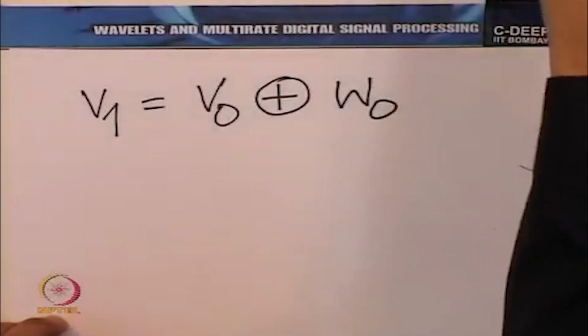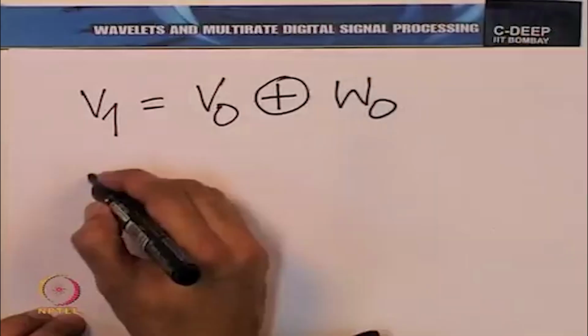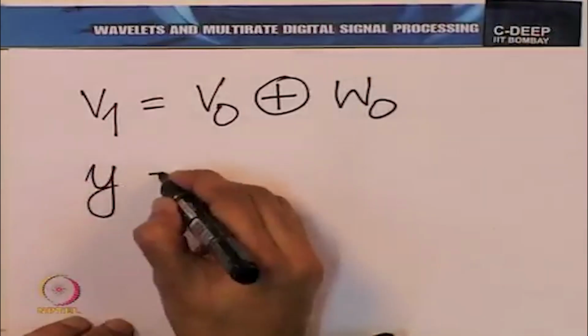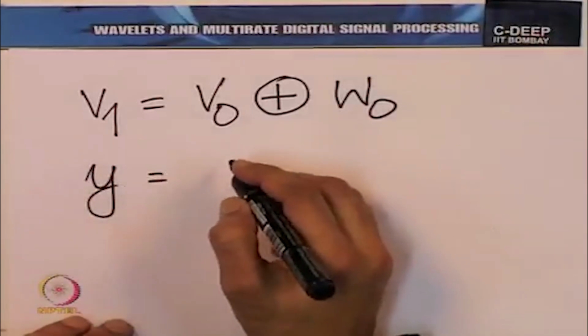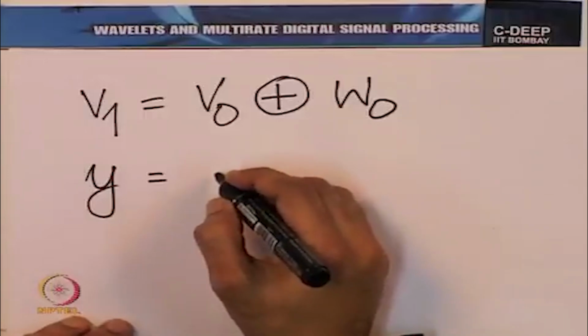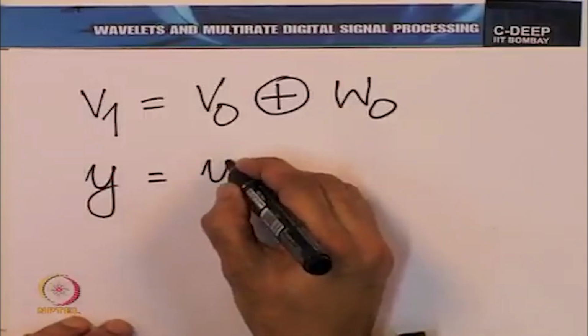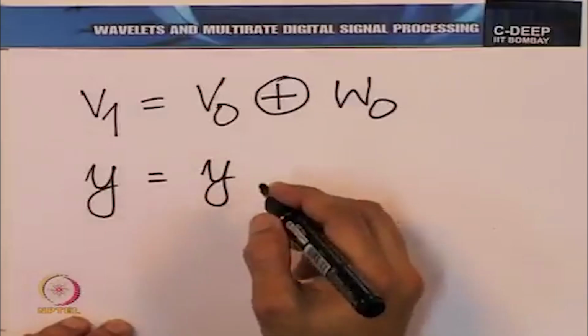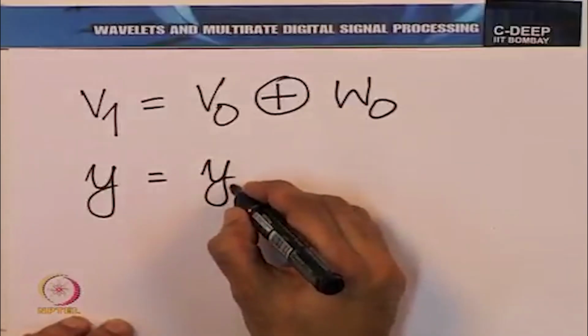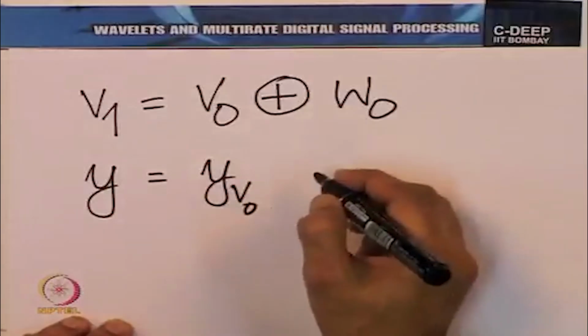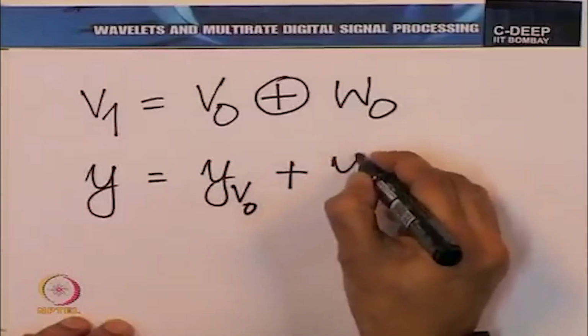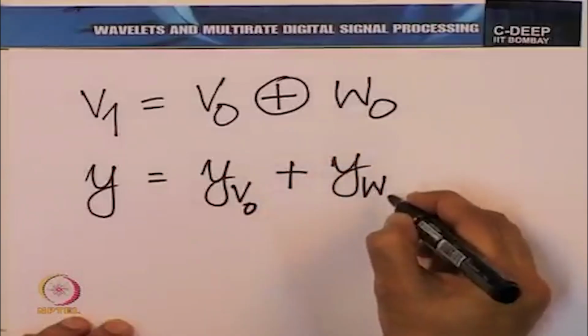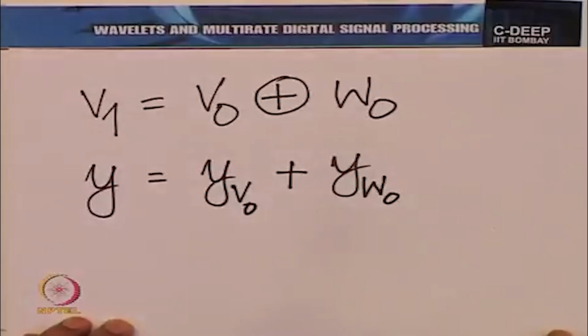So, let us proceed to put down these two projections. So, we have the projection of y on V0, which we shall call y_V0, and y on W0, which we shall call y_W0. Let us sketch y_V0 first.